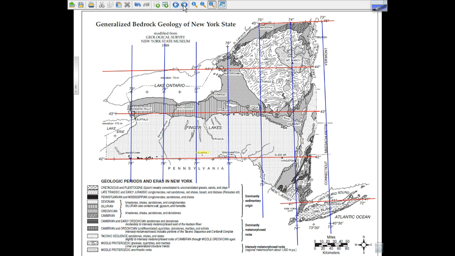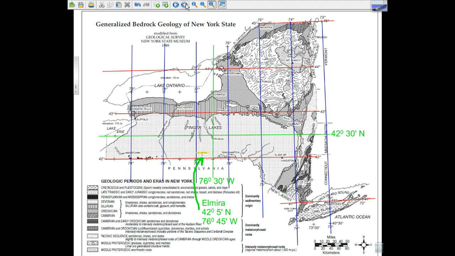Let's take a look at Elmira. If I throw in that line of 42 degrees 30 minutes north, I can get a better estimate of where that is latitudinally. And then if I throw in the longitude of 76 degrees 30 minutes west, I can see where Elmira is in relation to that. It's certainly closer to 42 degrees, but it's not on the 42 degree line. It's certainly closer to 77 degrees, but it's less than 77. It's not close to the 76:30. It's more than that.